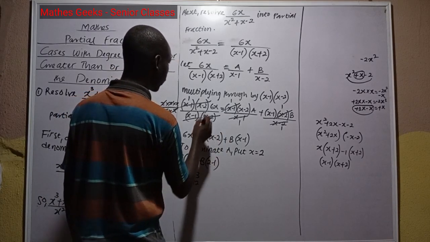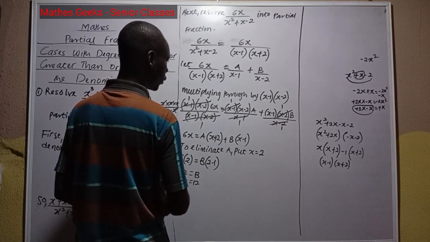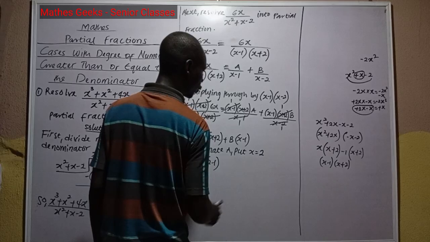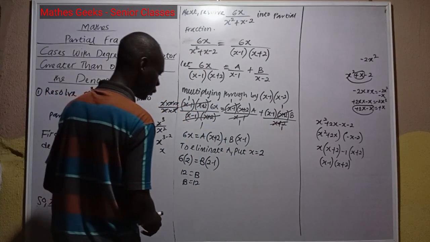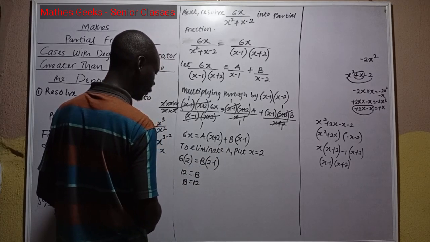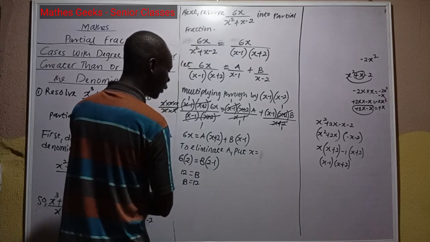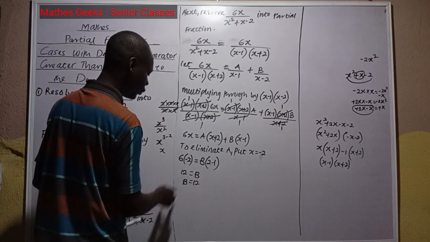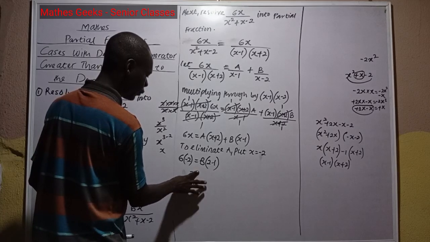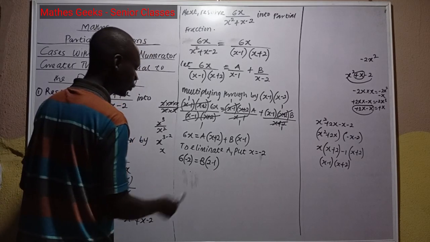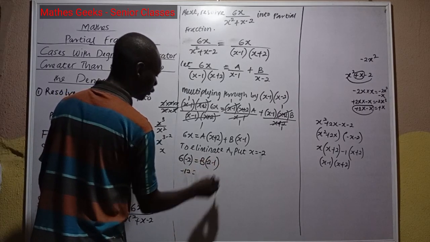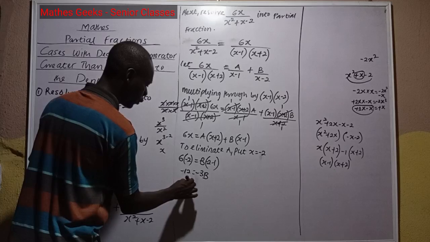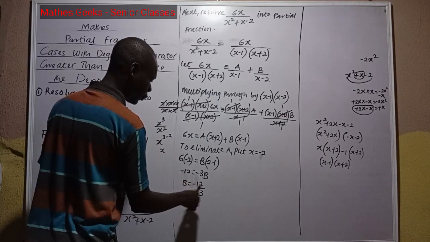So this plus B times x plus 2, x minus 1, so x plus 2 plus 2, x plus 2, x plus 2. So this means, to eliminate A, put x equals to minus 2, we have minus 2, so this becomes minus 12, and it becomes minus 3B. Okay, so B is equal to minus 12 over minus 3, which is equal to 4.